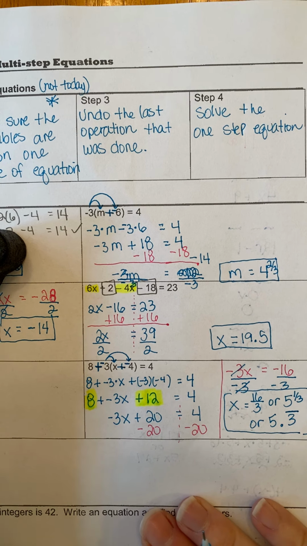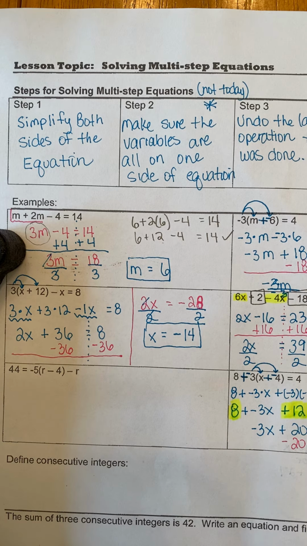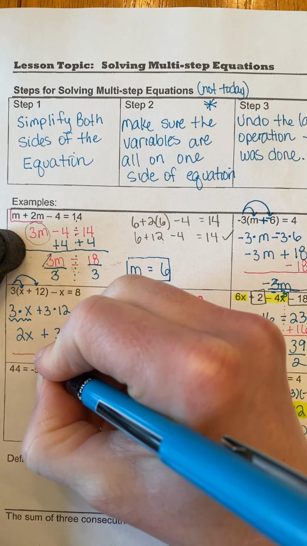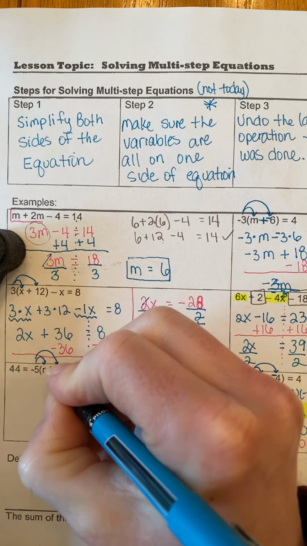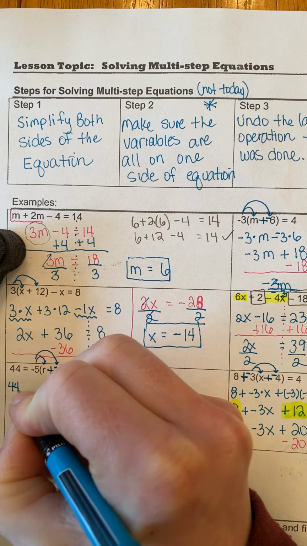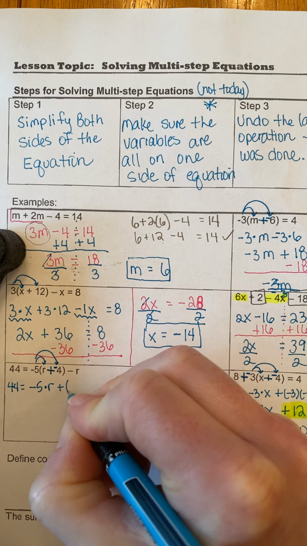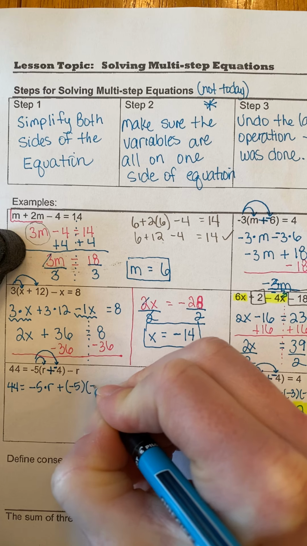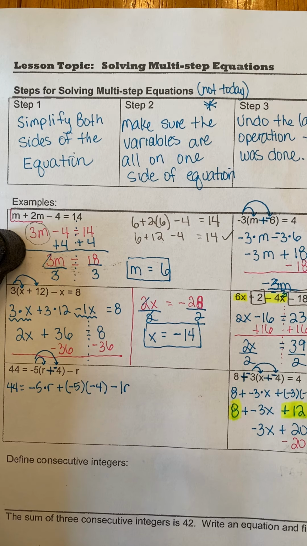Okay, so final example. Again, we have something with some distributive property going on here. So I'm going to go ahead and distribute this negative 5 to the r, and this is, remember, the same as plus a negative 4 over here. So keeping in mind that that's really a negative number. So I get rid of the parentheses, negative 5 times r plus negative 5 times negative 4. And then I have this minus r over here. I'm going to go ahead and put a 1 in front of that to remind me of that.